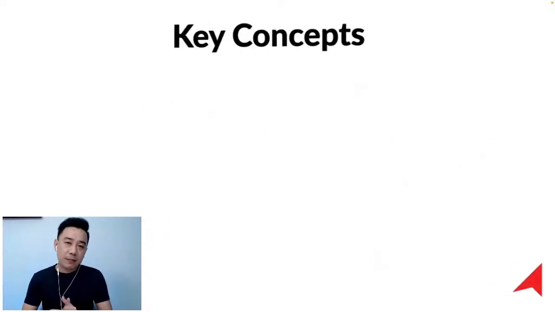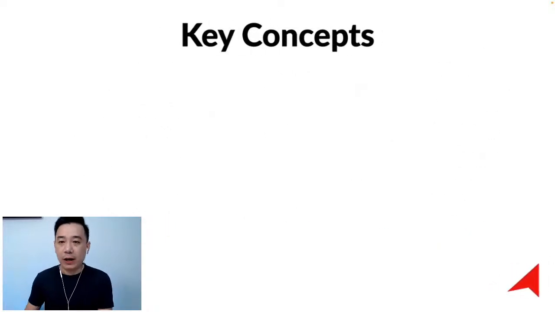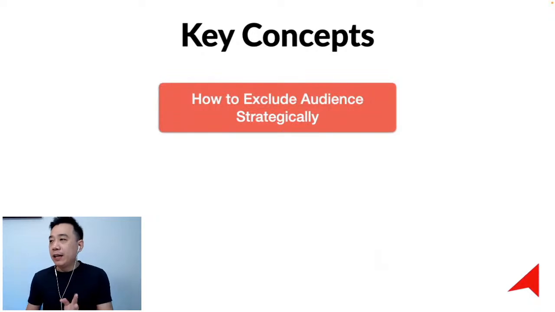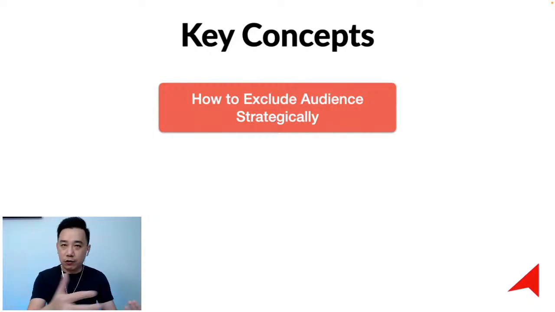So a few key concepts I want you to take away from this one. Okay, first thing first, a few things you need to learn. You need to learn how to exclude your audiences strategically, meaning once a person has taken action, you want to push them out from the campaign. Okay, so that's a very important thing. You need to push them out.